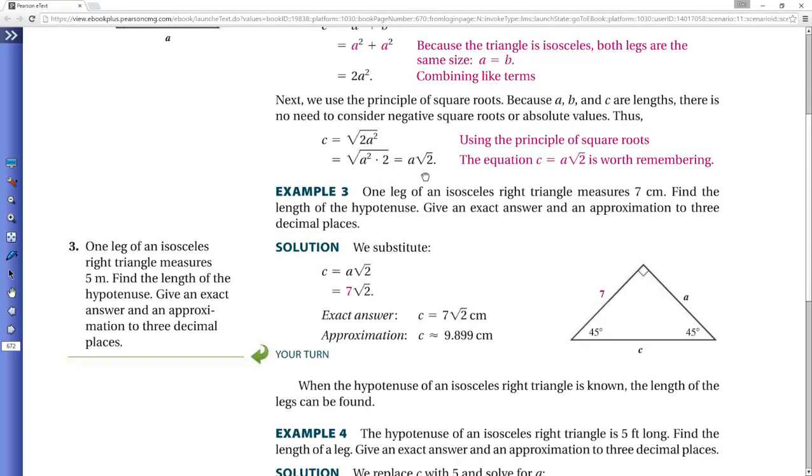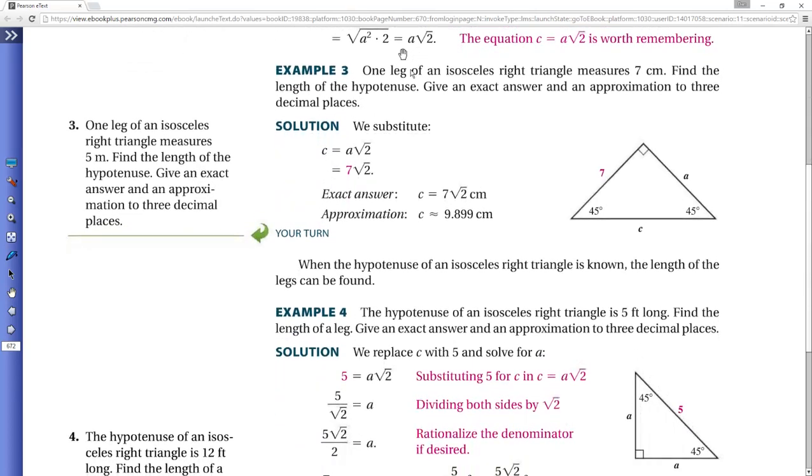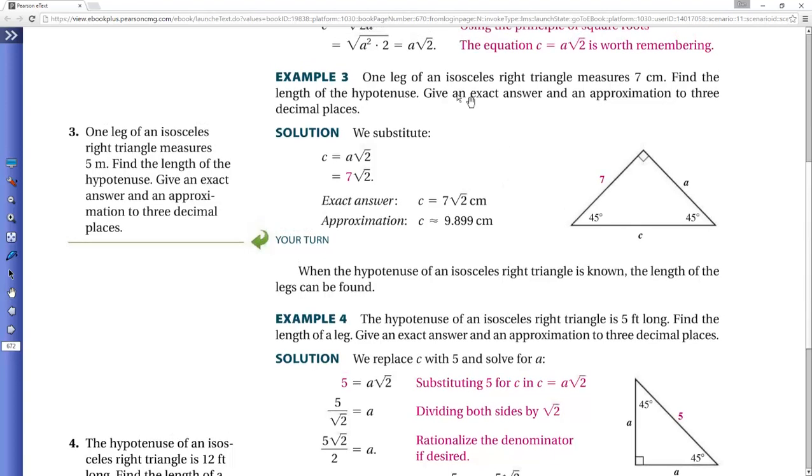Well, we can apply this in a lot of different ways, and they're going to give us a couple examples. One leg of the isosceles triangle measures 7 centimeters. We can find the length of the hypotenuse, give the exact answer, and then an approximation to 3 decimal places. Let's look at this. So 7 here. What's this one going to be? If it's isosceles, this is 7, right? Now we could do the whole Pythagorean theorem or apply this special relationship that we found. If I know what A is, this is like a formula for finding C, the hypotenuse. I fill in the number for A, and I get the hypotenuse.